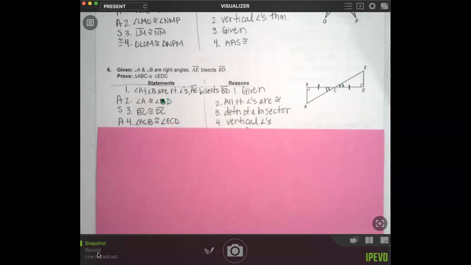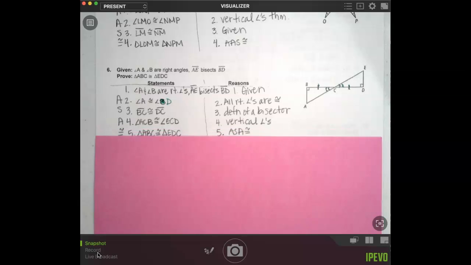And then BC congruent to DC because of the bisector. And then we have our vertical angles, right? Make sure you use 3 points to name those vertical angles. And then the triangles are congruent.